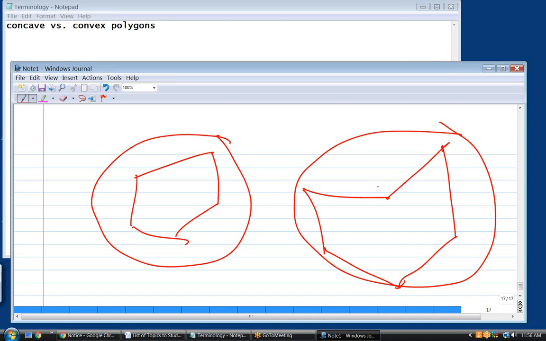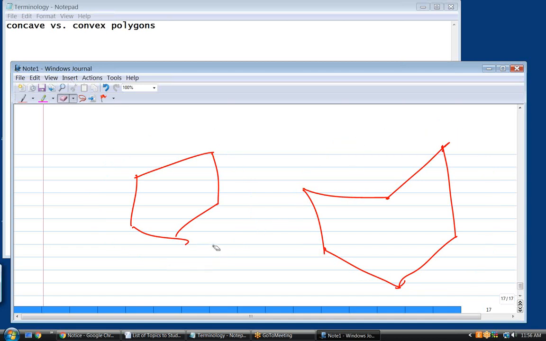No. But which of these polygons do you deal with all the time? The one on the left. Yeah, not hardly ever do you deal with the one on the right. They don't teach you those. You learn quadrilaterals, you learn pentagons, you learn heptagons, hexagons, all of them, and they're all convex polygons.